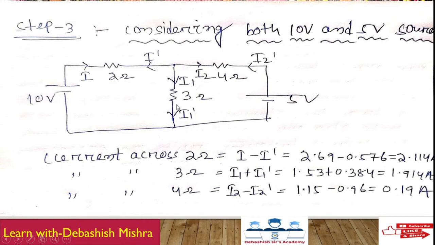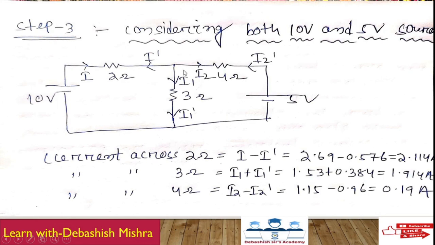Now in step 3, the last step, considering both the 10 volt and 5 volt sources, you can see across the 2 ohm, I and I dash are opposing to each other, so subtraction is there. Across 2 ohm, I minus I dash: 2.69 minus 0.576 is 2.114. Across 3 ohm, same direction, so addition is there. I1 plus I1 dash: 1.53 plus 0.384 is 1.914.